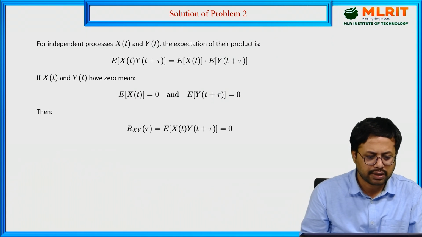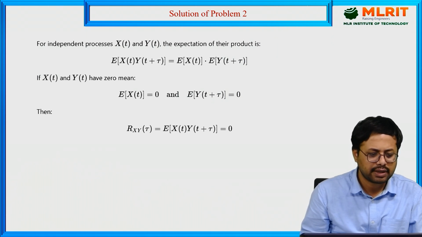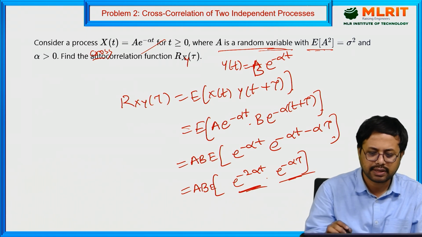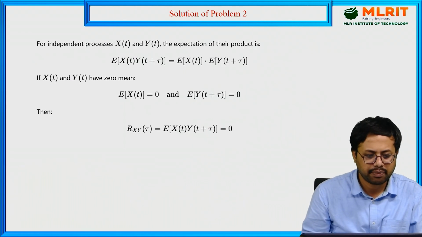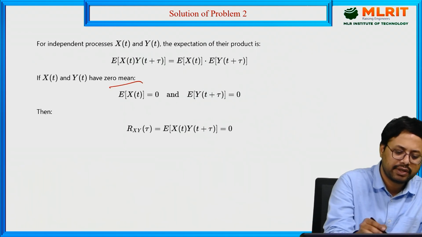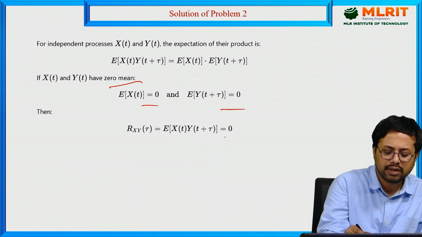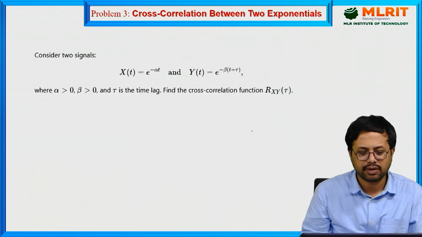Okay, now next, when you are considering independent processes, and one more thing he is considering, for example independent process, then with zero mean, both the terms become 0, then the cross correlation becomes 0.